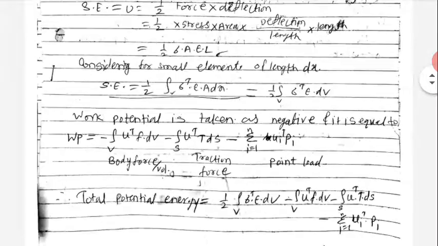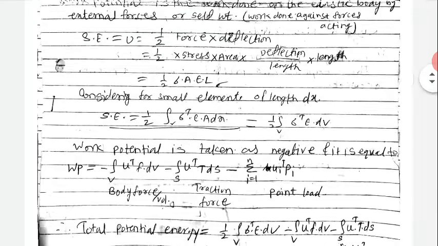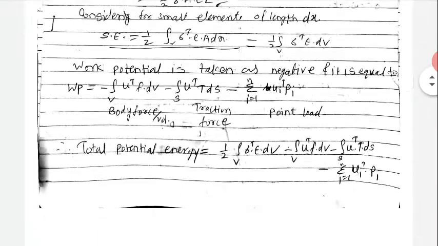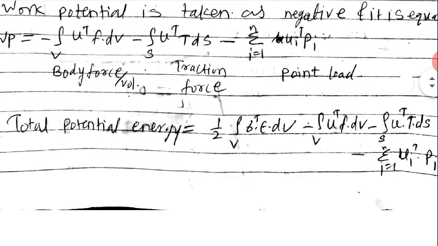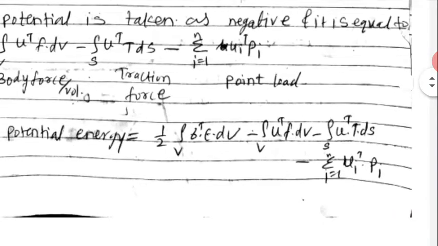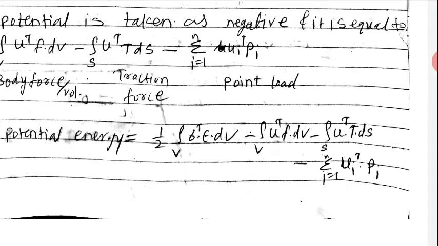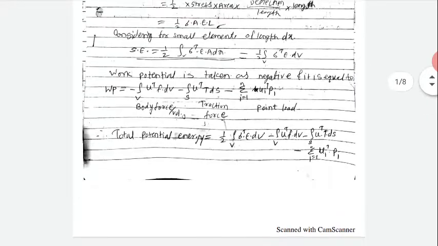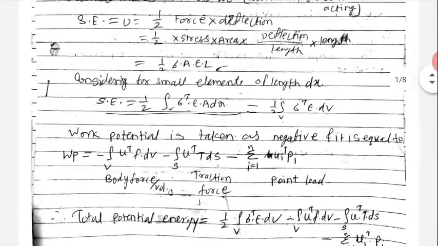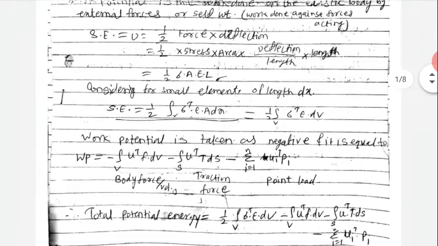So we can combine the strain energy and add the work potential to the strain energy, then we can get the equation for total potential energy as half of integration of sigma transpose E dV, minus integration of u transpose f dV, minus integration of u transpose T dS, minus summation of u transpose P. So it is all about the potential energy equation, and again we will see the minimum potential energy principle in the next lecture.